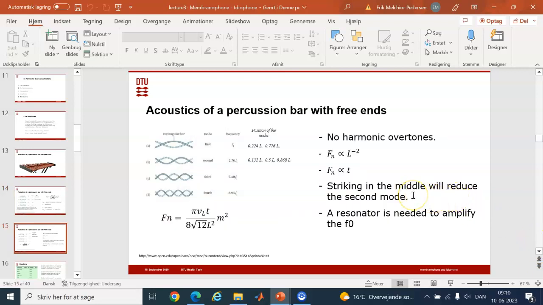Striking in the middle will reduce the second mode. A resonator is needed to amplify the fundamental frequency, F0, the natural frequency.